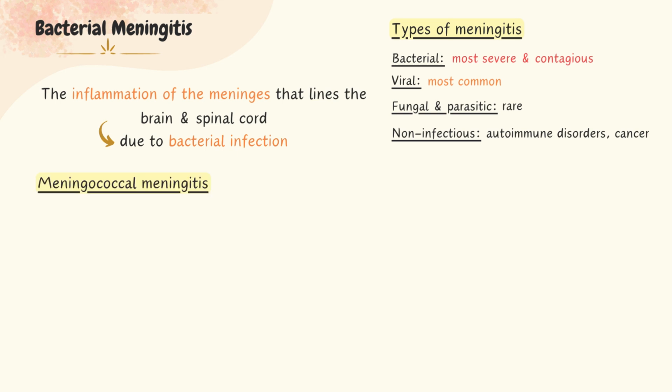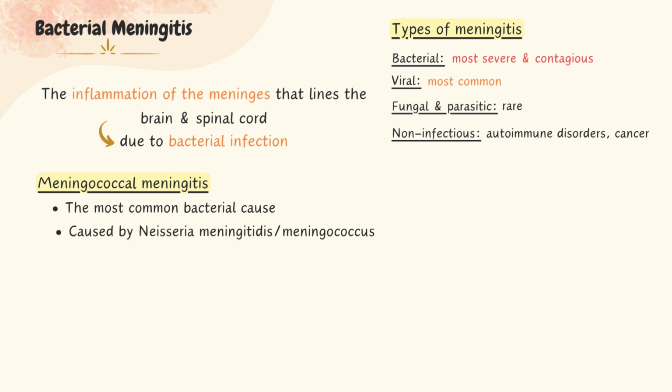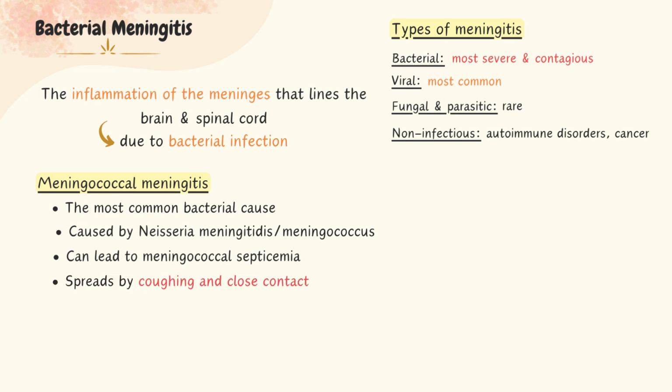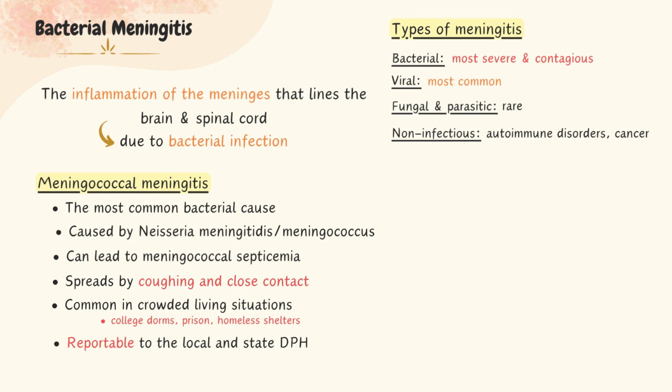Meningococcal meningitis is the most common cause of bacterial meningitis. It is caused by the bacteria Neisseria meningitidis, also known as meningococcus. It is a gram-negative bacteria that can lead to severe sepsis, also known as meningococcal septicemia. Meningococcal meningitis spreads by coughing and close contact, such as kissing, sharing foods, and drinks with someone who is sick or who carries the bacteria. It spreads easily in crowded living situations, such as college dorms, prison, and homeless shelters. All meningococcal cases need to be reported to the local and state Department of Public Health.